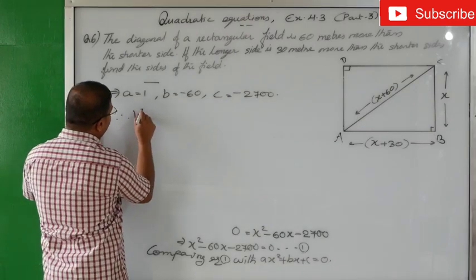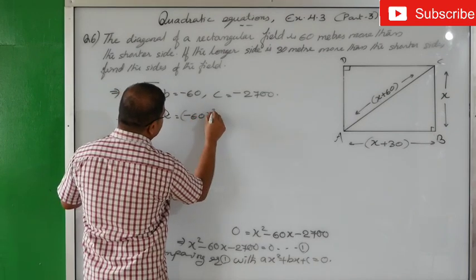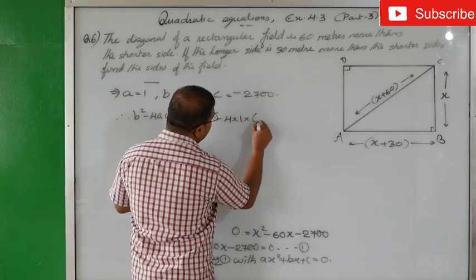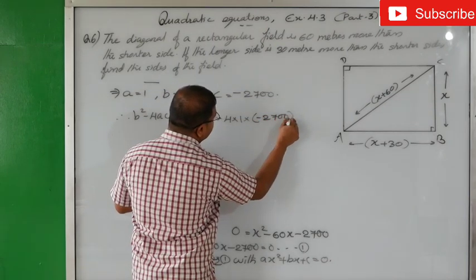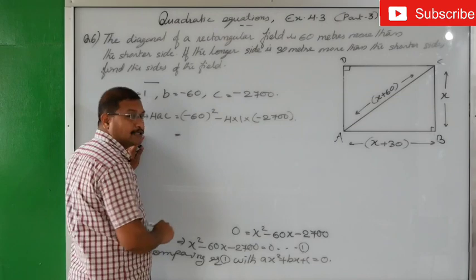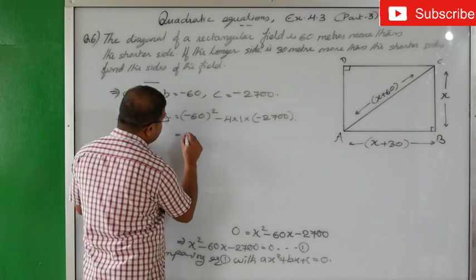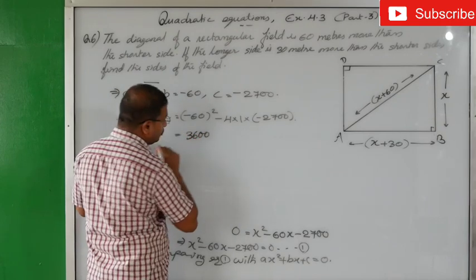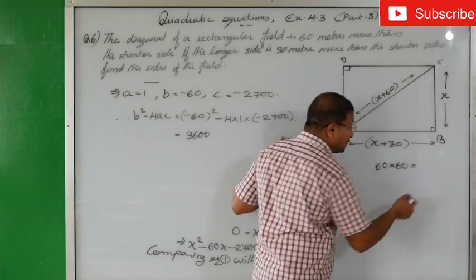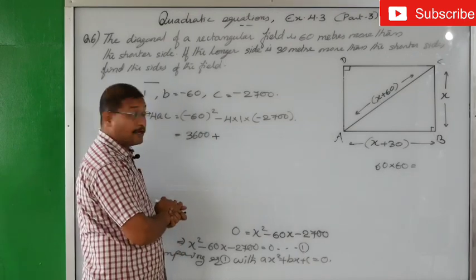Therefore, what will you do? b square minus 4ac. The value of b is minus 60. So minus 60 square minus 4 into the value of a is 1 and c is minus 2700 equals. Square of minus will be plus, 60 into 60. That means 6 into 6, 36, that means 3600. If you have doubt, you need to multiply 60 into 60, okay? Now, minus into minus, plus.